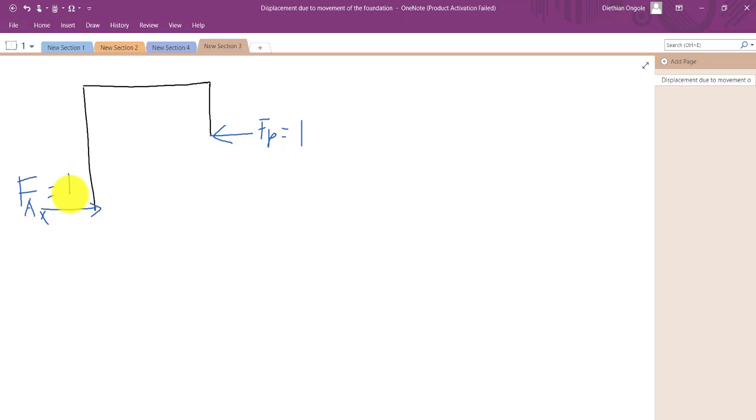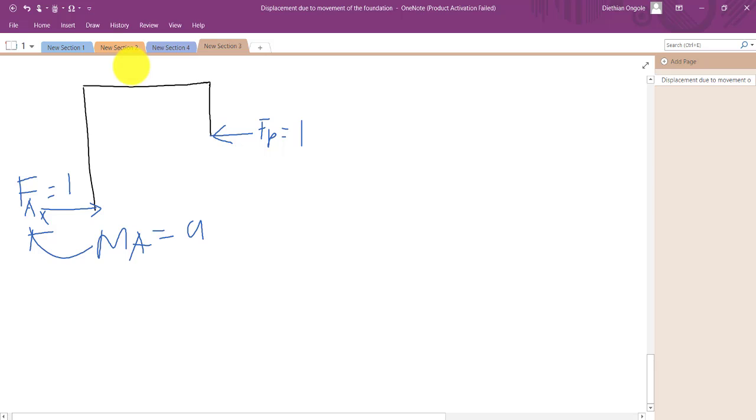Then the vertical displacement would be equal to 0 since we have no vertical force. Then we shall be having a moment also since it is a rigid support. And then when we take the moment at point A, we shall discover that the moment MA would be equal to A. So therefore we move on and calculate our displacement.